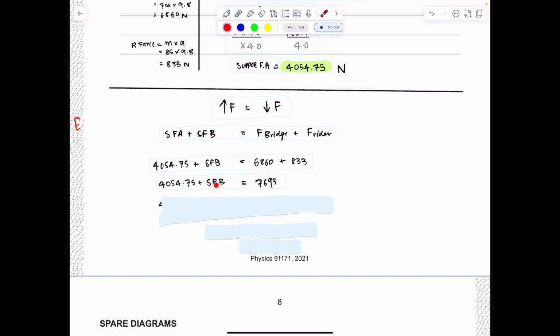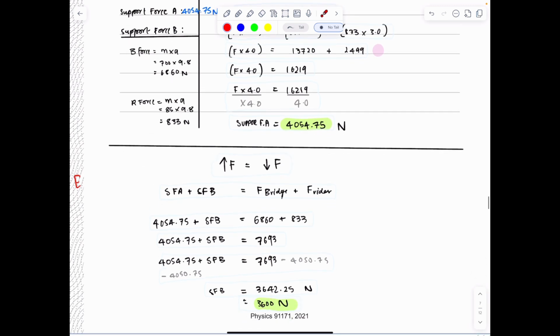So I want support force B all by itself. So the opposite of plus 4054.75 is minus this whole thing. So if I minus it on this side, it cancels it out from this side, and I have to minus it on this side. So 7693 minus 4050.75 is going to give me the support force value of 3,642.25 newtons. Rounding that to two significant figures, I get this value here.